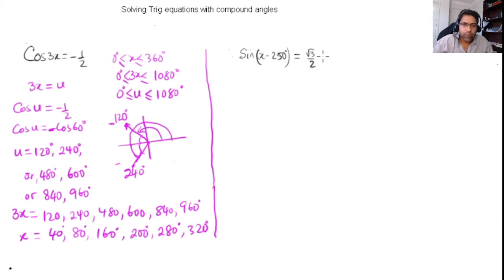So we have, again we can do the same thing here. Again the restriction for x is 0 degree to 360 degree, right? Now, as I said, you can say our x minus 250 degree equal to u, right? So it means why we are doing that, because we don't want to write it in a complex or compound form. We can just write sine u equal to square root 3 over 2.